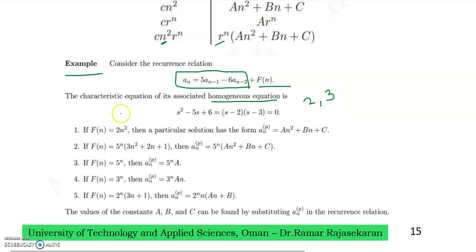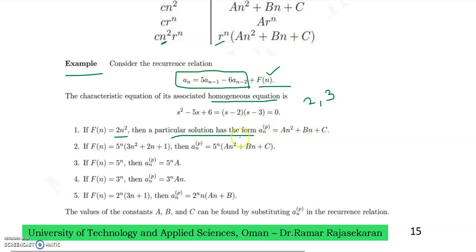Okay. Now, what is the question here? Actually, they are not asking to find the complete solution, because here f(n) is not given. But for different cases of f(n), how do we write the particular solution form a_n^p, the trial function of the particular solution? Now, you see f(n). Here, first case. What is f(n)? Suppose f(n) is 2n squared. How do we write the trial function of the particular solution?